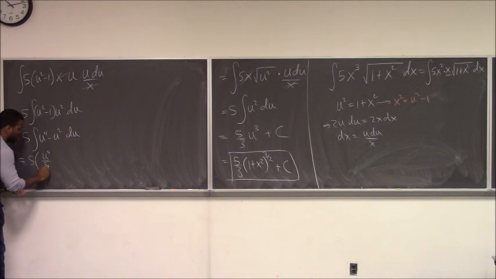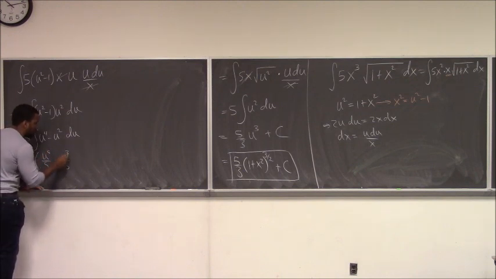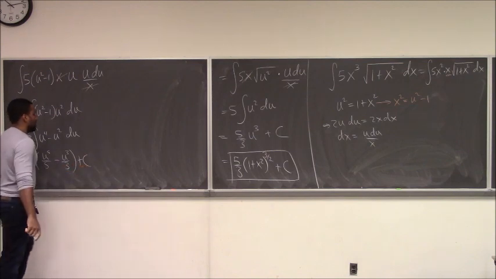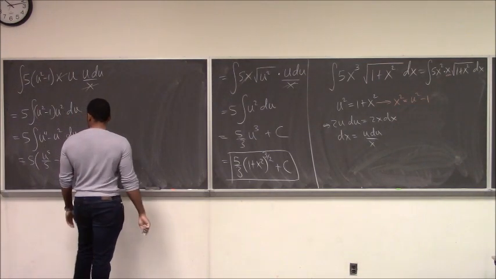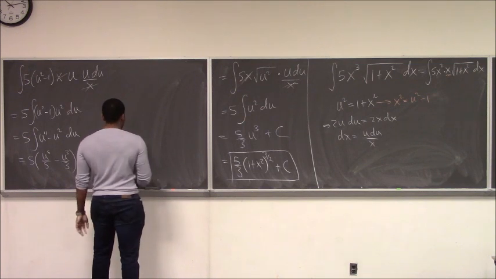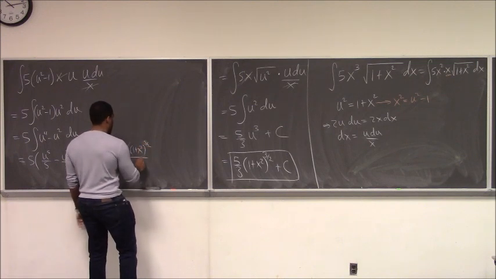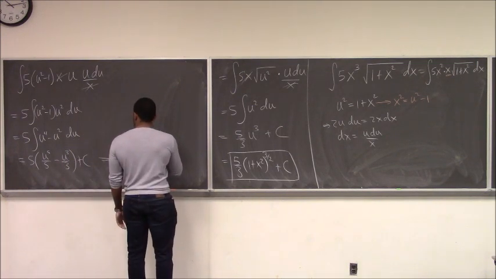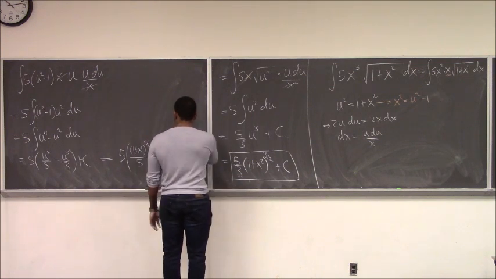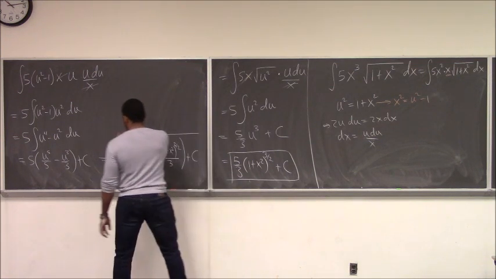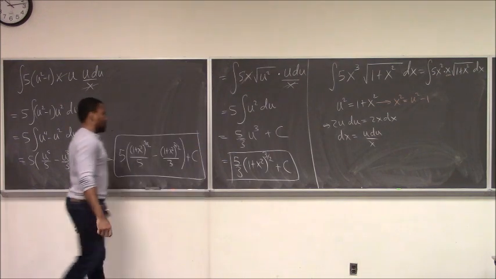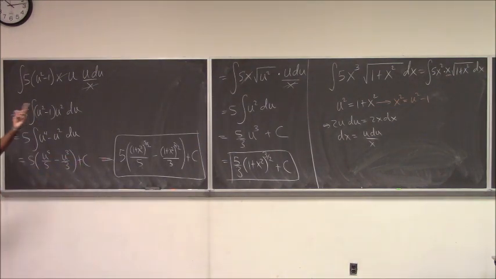U to the 5th over 5 minus u cubed over 3 plus c. And then you can do the back substitution. This is 1 plus x squared to the 5 over 2 minus 1 plus x squared to the 3 over 2 plus c. And you can check, you differentiate that, you'll get the original.